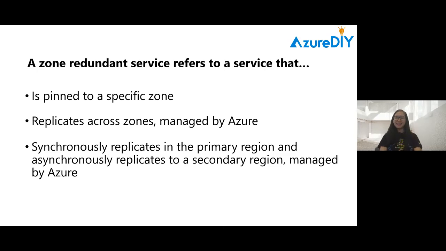Now, the last question before we hand over to Jason. A zone redundant service refers to a service that is pinned to a specific zone, or does it replicate across zones as managed by Azure? Or does it synchronously replicate in one primary region, such as Australia East in Sydney, and asynchronously replicate to a secondary region, like Australia Southeast in Melbourne, and this is all managed by Azure?